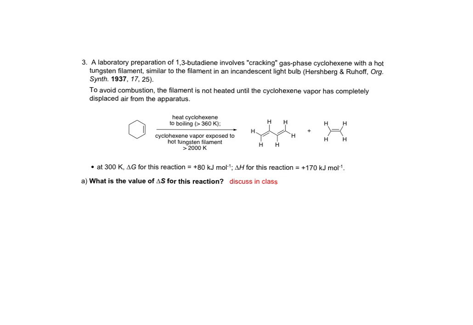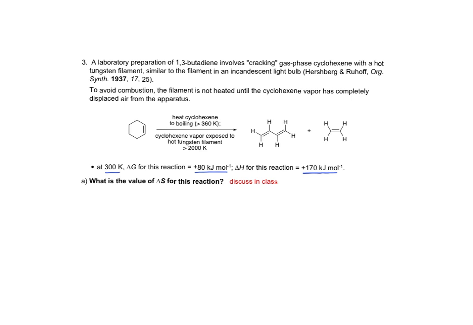At room temperature, this reaction is both endergonic and endothermic. So at room temperature, cyclohexene is a very stable substance. From this data, we can calculate delta S, the change in entropy for this reaction.